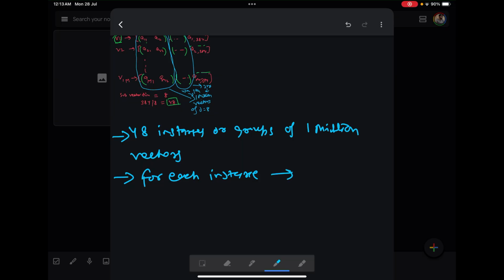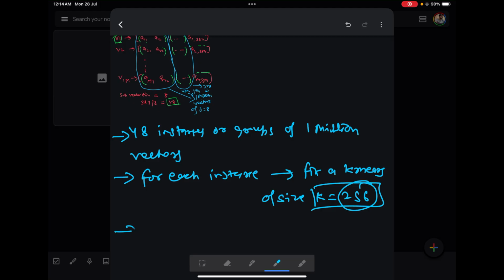We fit a k-means of size, say k equal to 256. Let's assume 256 for example. So what we do is, we try to represent each instance with these 256 numbers. These are not exactly numbers, these are vectors. I hope you are getting the gist of it.